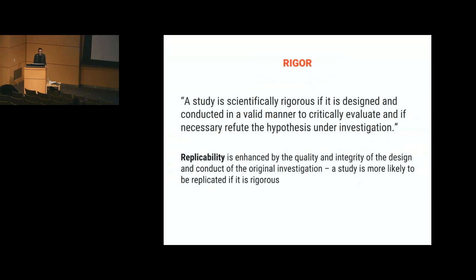So what is rigor? A study is scientifically rigorous if it is designed and conducted in a valid manner to critically evaluate and, if necessary, refute the hypothesis under investigation. Replicability is enhanced by the quality and integrity of the design and conduct of the original investigation. A study is more likely to be replicated if it is rigorous. Later on in the lecture, we will show examples where even if something is replicable, if the design is not rigorous, you still get to the same conclusions, which are not necessarily correct.